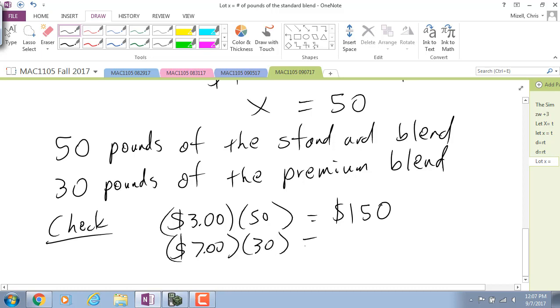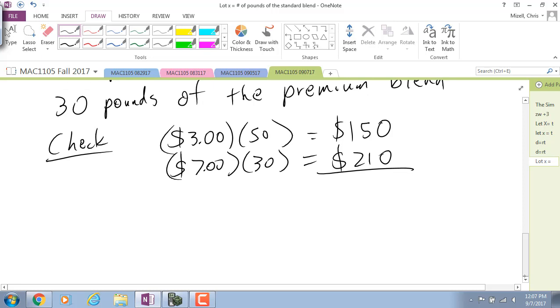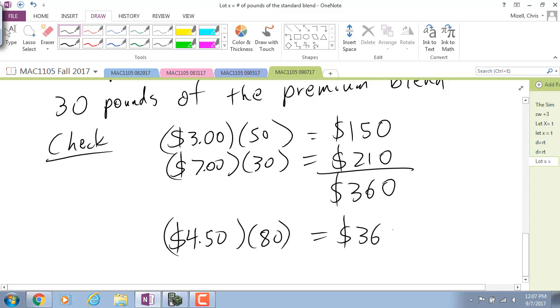And we're going to put 30 pounds of that premium blend in there. That has a value of what? 210. So the total value of the coffee that we put in is going to be $360. And is that what we would get if we sell the 80 pounds for $4.50? $360? Okay. So the same revenue either way.